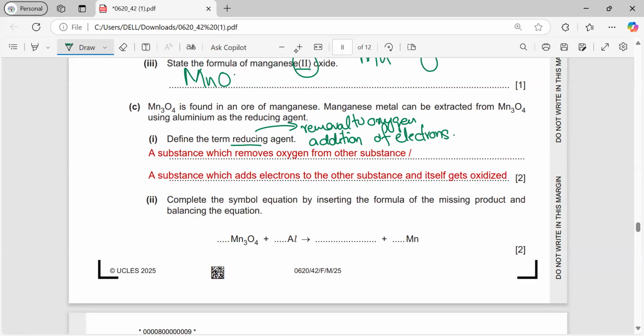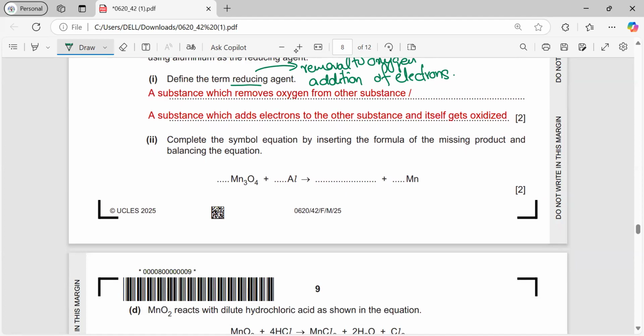Complete the symbol equation by inserting the formula of the missing product and balancing the equation. So manganese oxide plus aluminium: as aluminium is more reactive, it will displace manganese and form aluminium oxide, Al2O3. And if we balance it, here we have 4 oxygen atoms, and on the product side, 3 oxygen atoms. So we'll write 4 here and 3 here to make oxygen 12 on both sides.